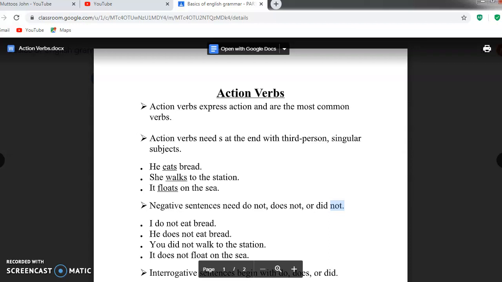Hello all. Action verbs. Action verbs express action and are the most common verbs. Example, he eats bread. She walks to the station.